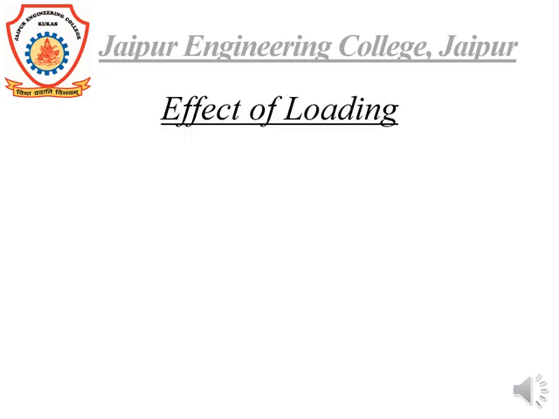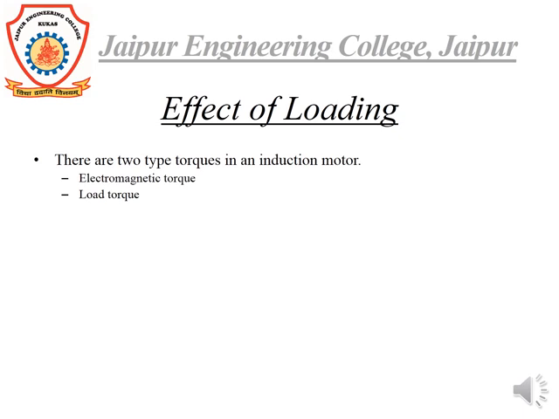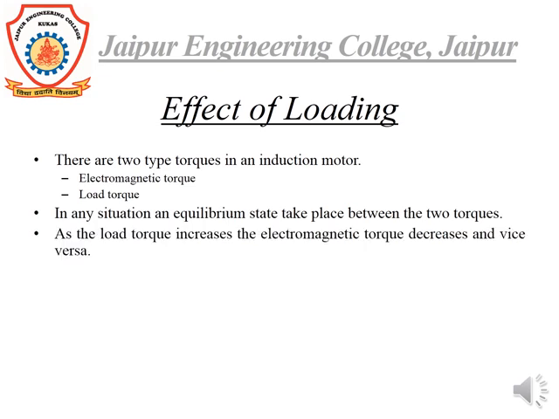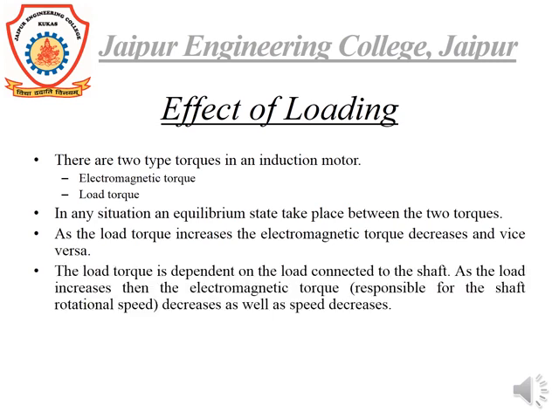Now we have to discuss the effect of loading on the torque. There are two types of torques in an induction motor. First is electromagnetic torque and second is load torque. Now in any situation, an equilibrium state takes place between the two torques. Okay, what is the equilibrium state? If the load torque increases, then the electromagnetic torque will decrease, and if the electromagnetic torque increases, the load torque will decrease. We know the load torque depends on the load connected to the shaft. As the load increases, the electromagnetic torque will decrease because it is responsible for the shaft rotation speed.